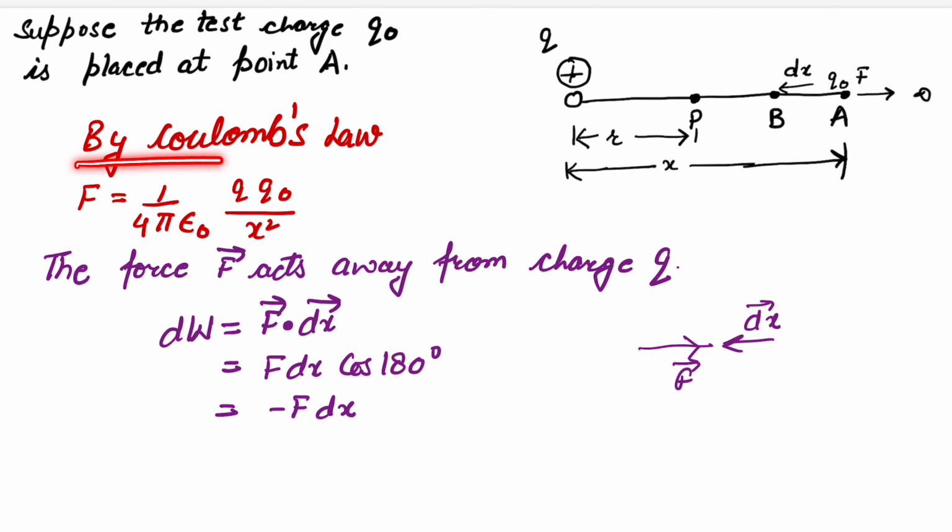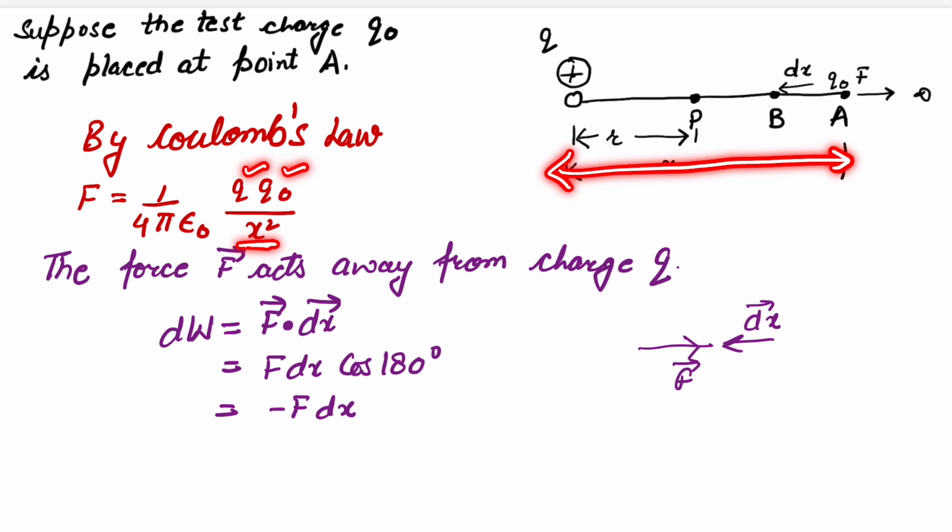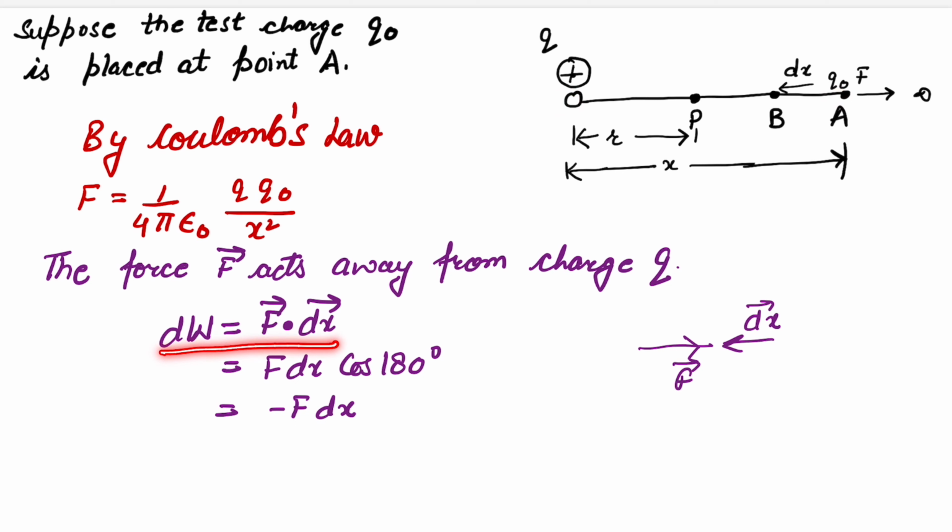Then we apply Coulomb's law between the charges q0 and plus q. We know that the Coulomb force is given as F is equal to 1 upon 4 pi epsilon naught, q q0 divided by x square, where x is the total distance between the charge plus q and q0. dW is the amount of work done, so it is given as dW equals F vector, the electrostatic force, dot dx. dx is the distance between the point A and the point B.